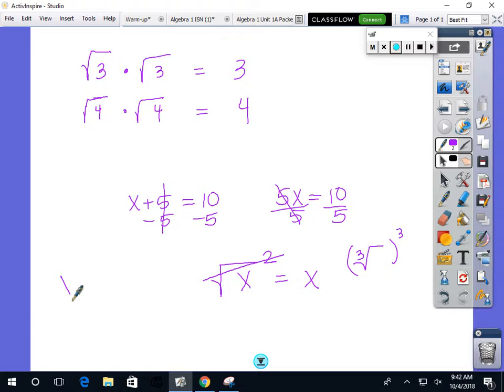So what is x times x? X squared, right? And y times y is y squared. So what would the square root of 3 times the square root of 3 be? If x times x is x squared and y times y is y squared, what would the square root of 3 times the square root of 3 be? The square root of 3 squared, right?